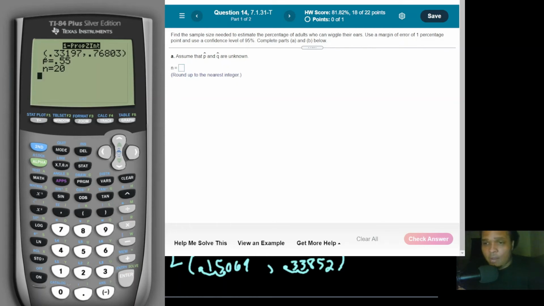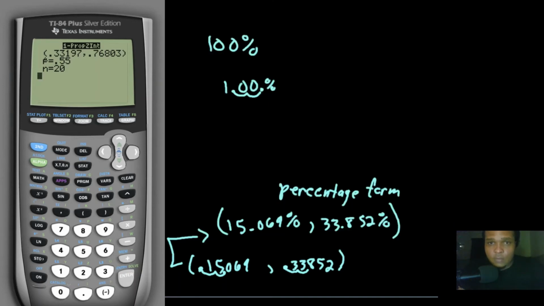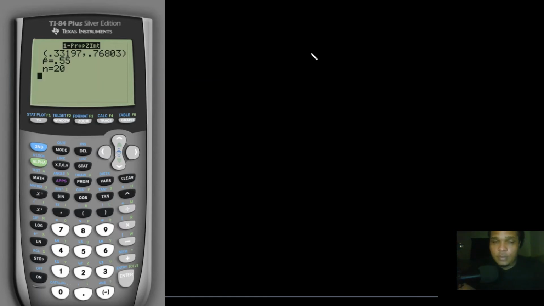Now, sadly, we're not going to be able to use a calculator function. We're going to use our calculator, but there's no one-prop Z interval where we could just plug the numbers in. We will, however, I will give you the formula that you need to use. So let's take off this homework thing for 1 second. We're going to go over to our drawing app, and I'm going to write a fancy new formula for you to use that you've probably already seen.